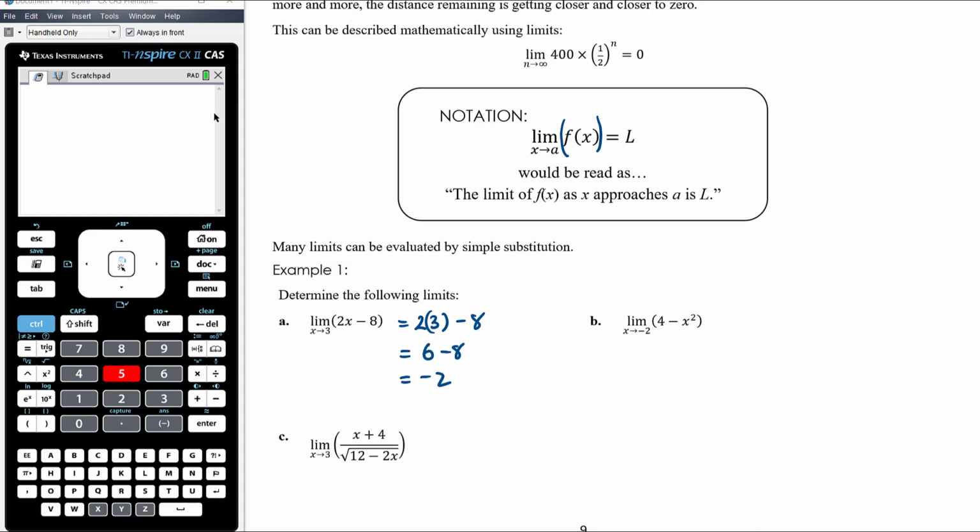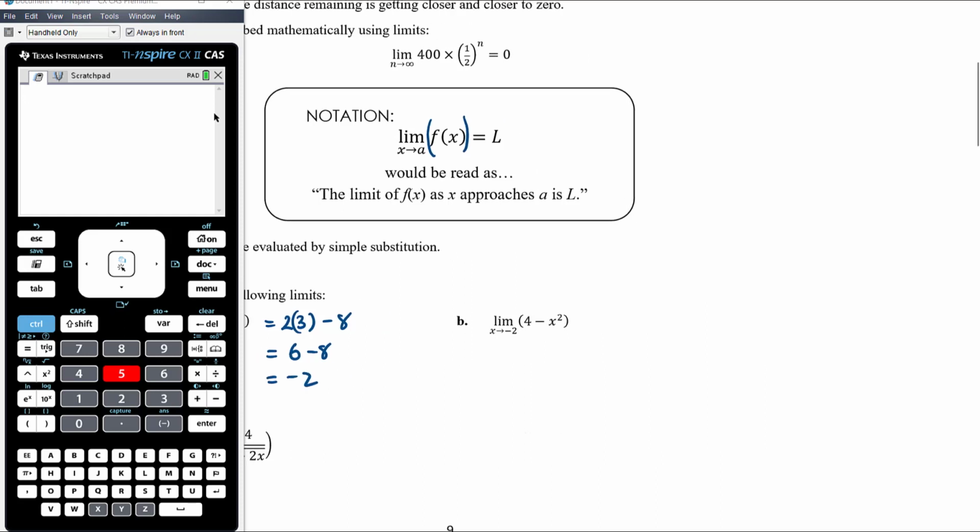Just want to be careful about that limit notation. One thing that people often do wrong is they write the limit as x approaches 3 equals. Again, this is an operation. It has to be a limit of something being equal to something.